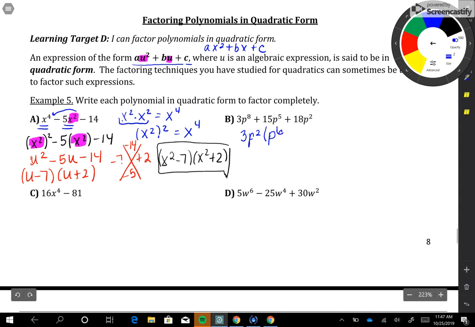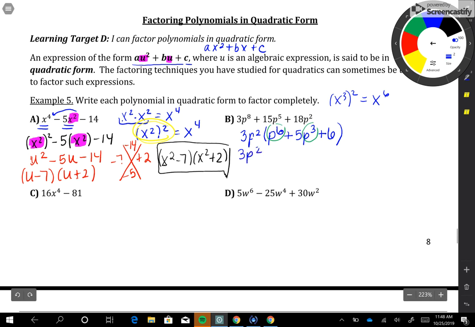p to the 6th plus 5p cubed plus 6, because I took out the p squared. Now obviously I have p to the 6th and I have p cubed. Just like when I squared x squared, I got x to the 4th, the same thing is true about squaring x cubed. I would get x to the 6th. So I can rewrite these two terms using a u.